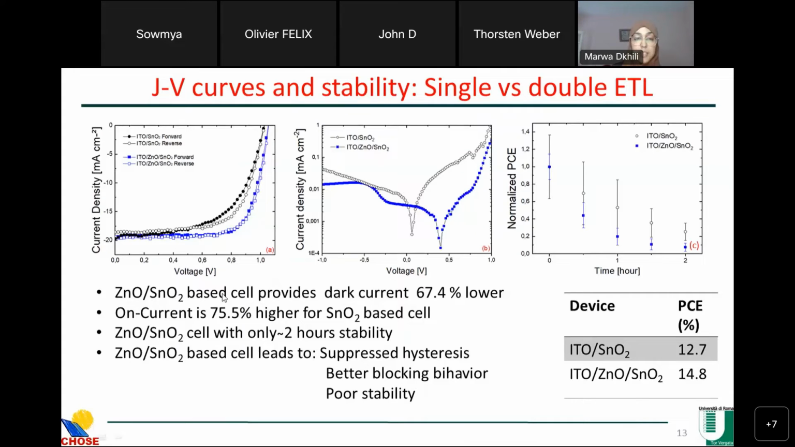For the dark JV curves of the same cells, we see that the zinc oxide tin oxide based cell provides a dark current 67.4 lower, but the on current is 75.5 higher than for the tin oxide single layer. For the stability measurements, we can see that the cell with tin oxide only is more stable. For the zinc oxide tin oxide bilayer, the stability was only about 2 hours. So we can say that the bilayer based cell leads to suppressed hysteresis, better blocking behavior, and poor stability.